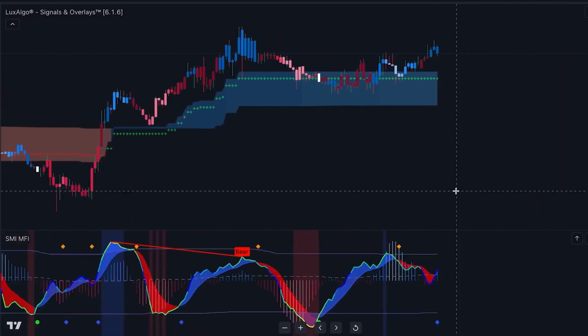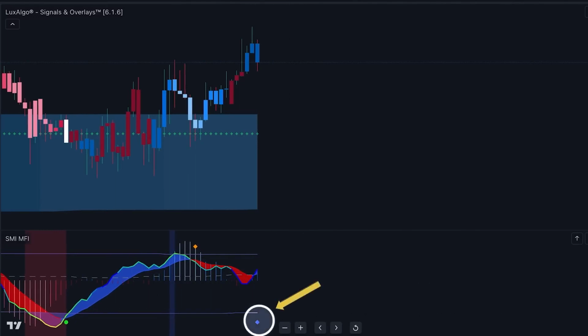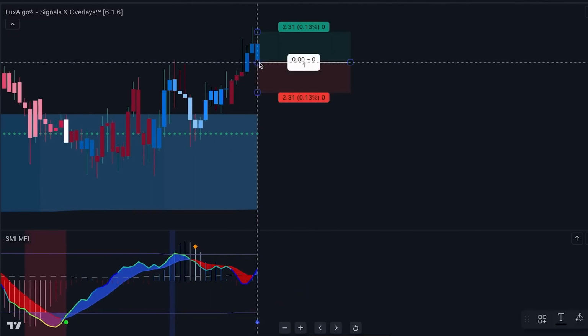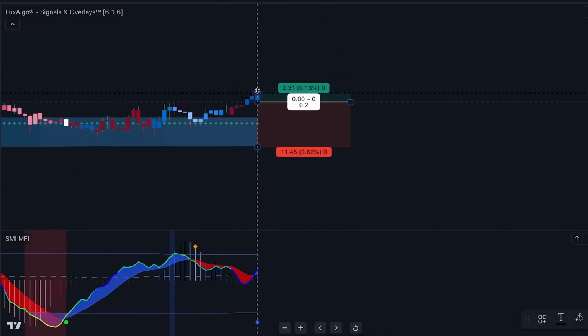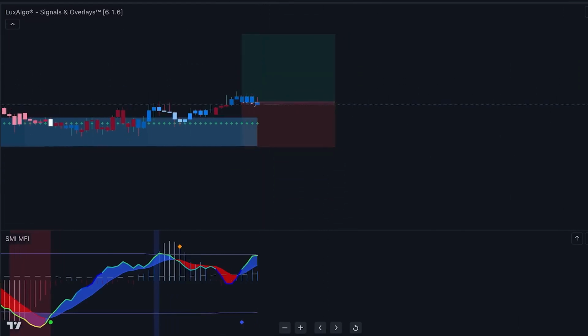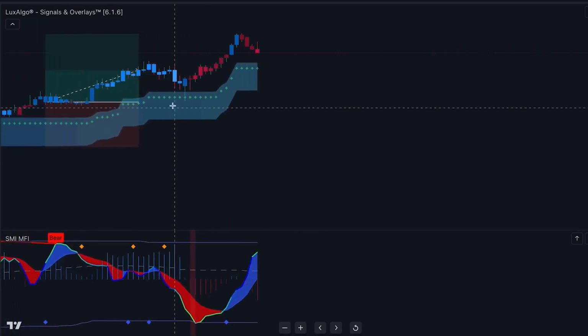Next, we want to ensure that the histogram is plotting above the 0 level, indicating bullish momentum. And finally, we want a weak or strong buy signal. We will take a buy and use the low of the Neo cloud to set our stop loss and target a 1 to 1.5 risk to reward ratio. This is a powerful trade since this setup has an incredible 5 layers of confluence.